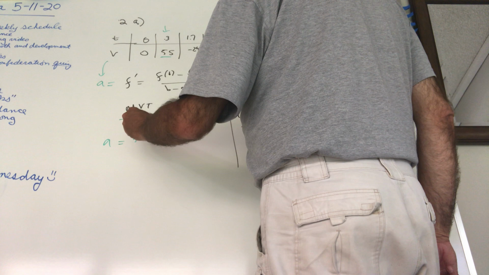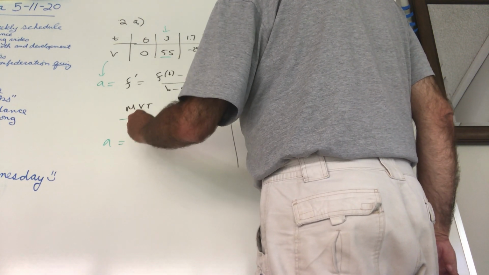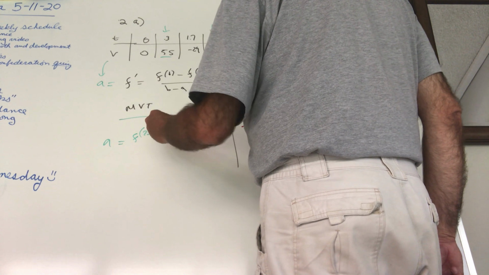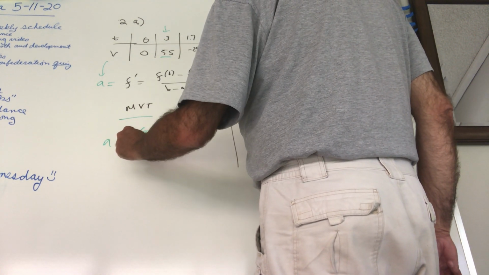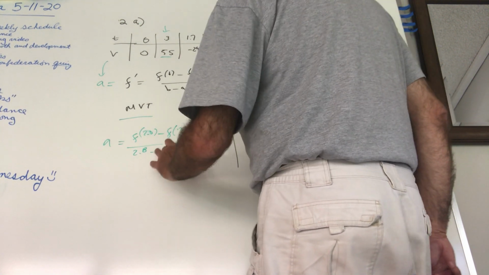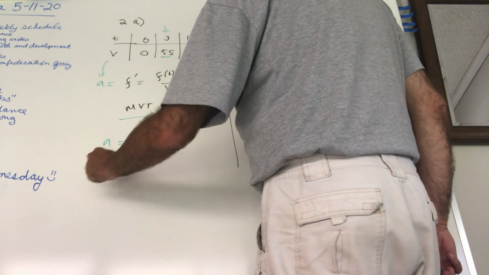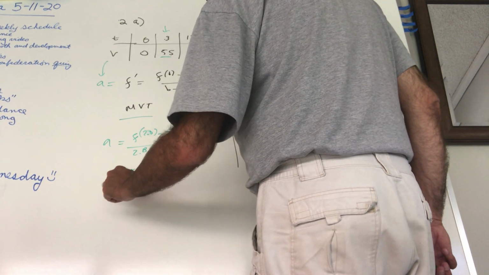f of 2.8, I'm going to just write it out, f of 0.3 all over 2.8 minus 0.3. Well, that's not 0.5, it's 0.3. So it's 55 minus 55 over 2.5, which is 0.